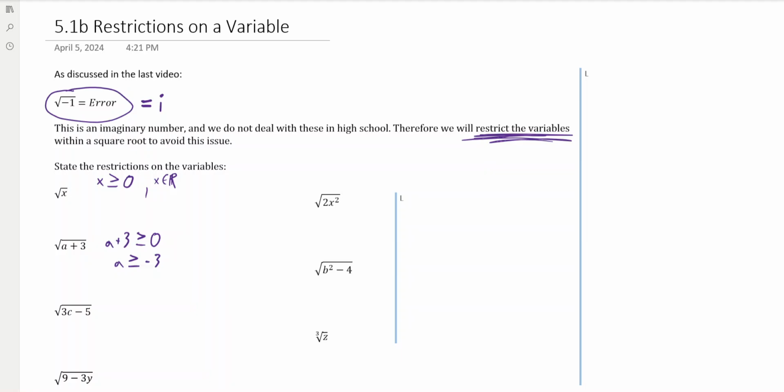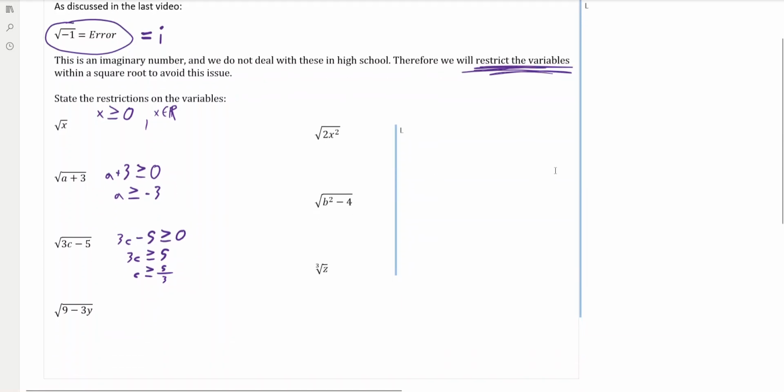All right, taking a look at the next one here, we've got 3c minus 5 must be greater than or equal to 0. Then we're going to move the 5 over, so we're going to have 3c is greater than or equal to 5. And then we're going to divide by 3 on both sides. So c is greater than or equal to 5 over 3. All right, pretty simple process here. Let's keep going and find some more challenging questions.